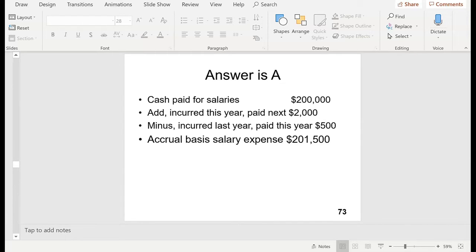Your cash paid for salaries this year, $200,000. Add what was incurred this year but paid next year, those last few days where they worked and didn't get paid. That's an additional expense under accrual accounting, $2,000. Then you'll subtract last year's accrued expense that was paid this year, that's $500, and this year's accrual basis salary expense, $201,500.